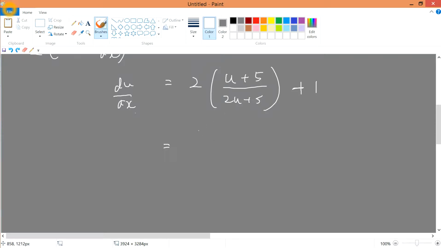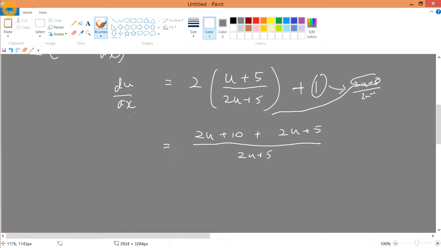If I multiply in, I have 2u plus 10. I change this 1 to become 2u plus 5 over 2u plus 5. This is simply equal to 1. I'm just rewriting it in that manner. So therefore I have plus 2u plus 5 over 2u plus 5. Alright, I hope that's clear. I just simply rewrite this as 2u plus 5, and then bring this and add it together with this term over here. So I keep all the denominator the same. Hope that this is pretty clear for you.